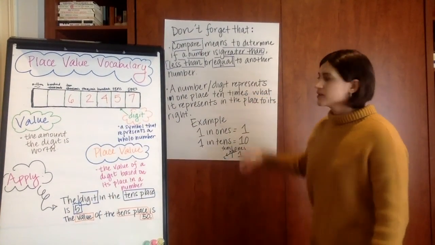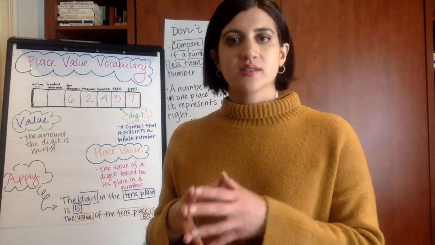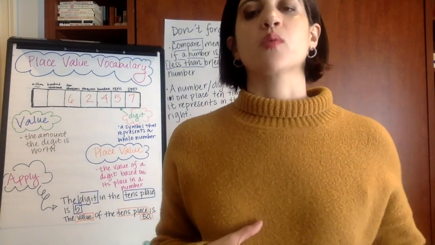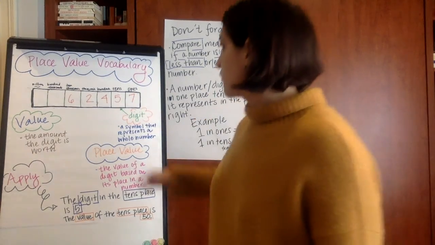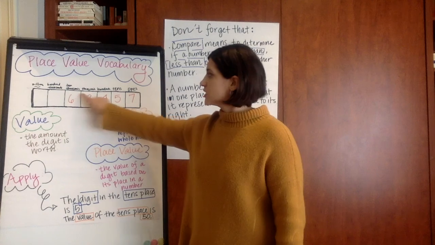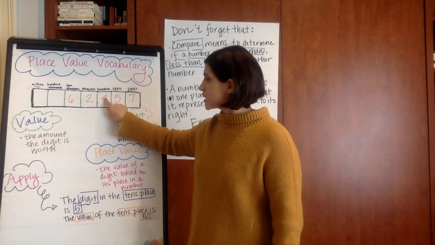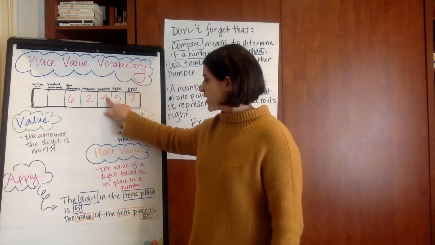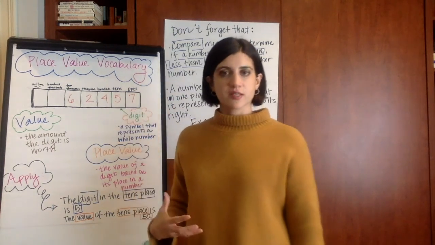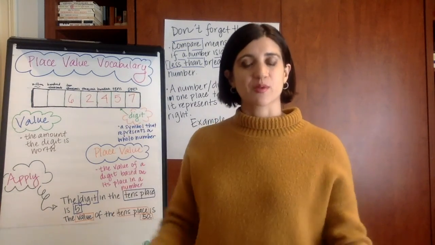A digit in one place value is worth 10 times more than it would be worth in the place to its right. Therefore, the 10,000's place value is 10 times bigger than the 1,000 place value. The 1,000's place value is 10 times bigger than the 100's place value. The 100's place value is worth 10 times more than the 10's place value, and the 10's place value is worth 10 times more than the 1's.